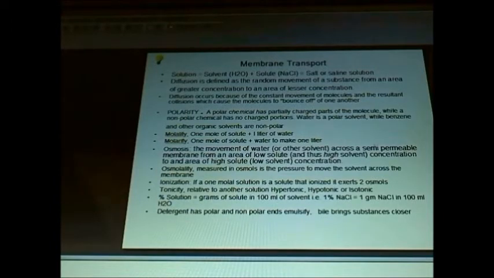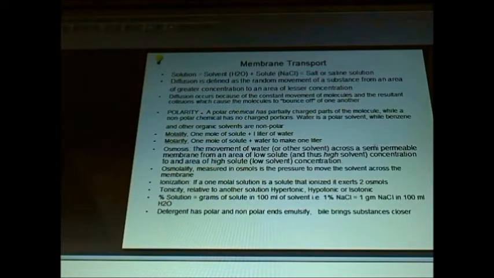The other thing that happens is if you heat the water, the molecules move faster, and that causes the diffusion to speed up. Like I said, diffusion occurs through the constant movement of the molecules.